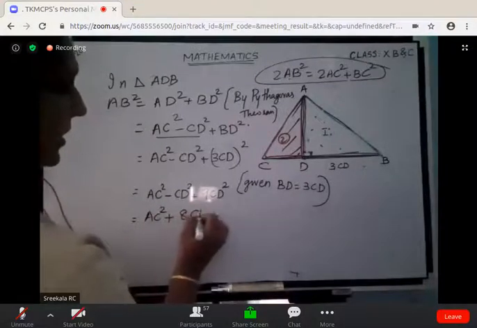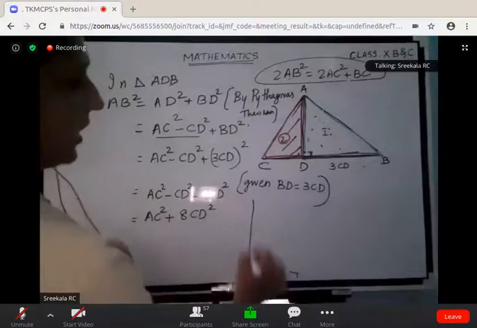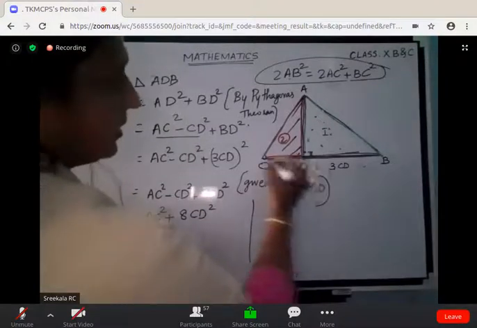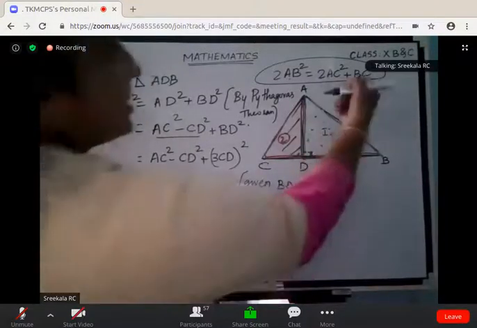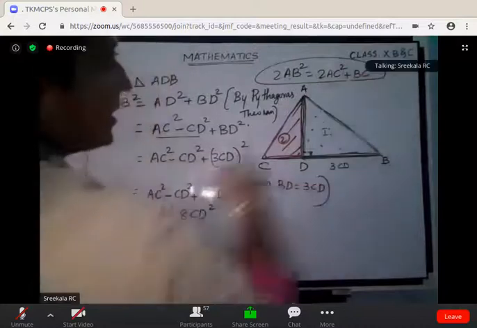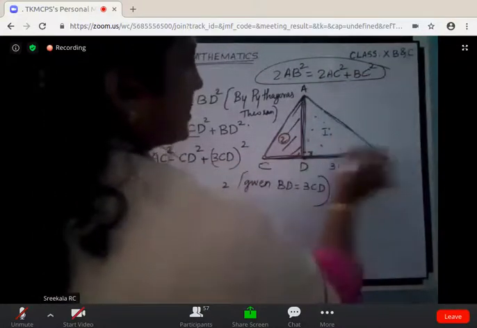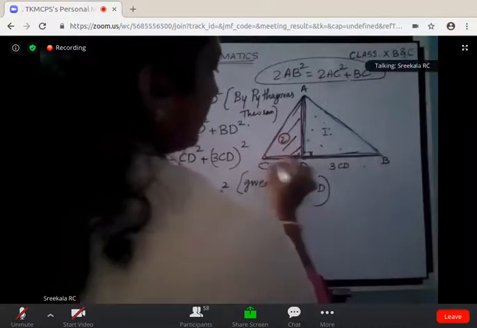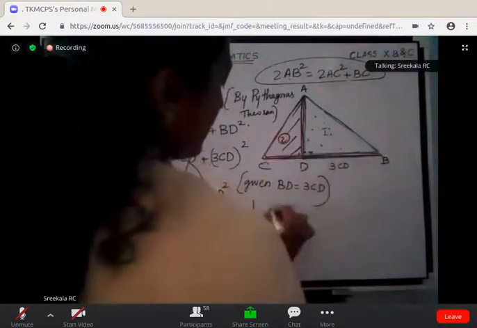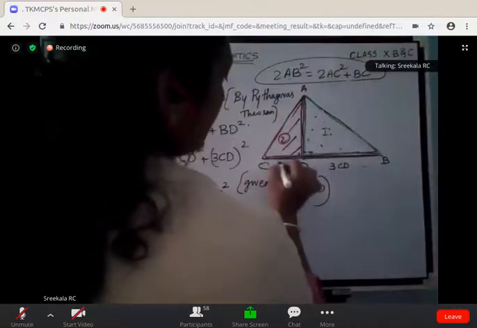So this becomes 8 CD square. After that, you have to convert into CD, convert into BC, because we need BC here. So CD and BC, write a relation connecting CD and BC. Look into that figure. This is BC. BC equal to 1 CD.